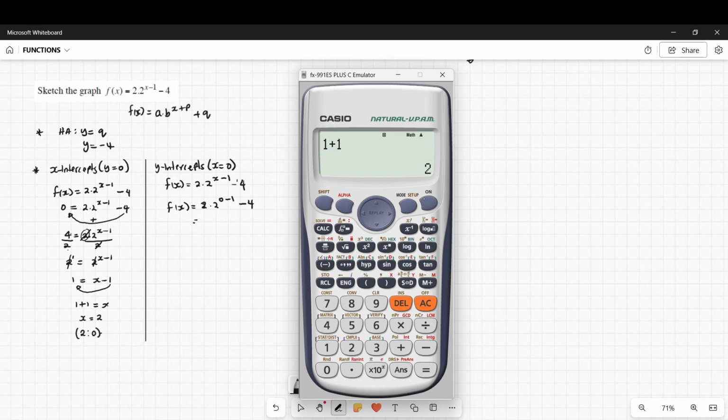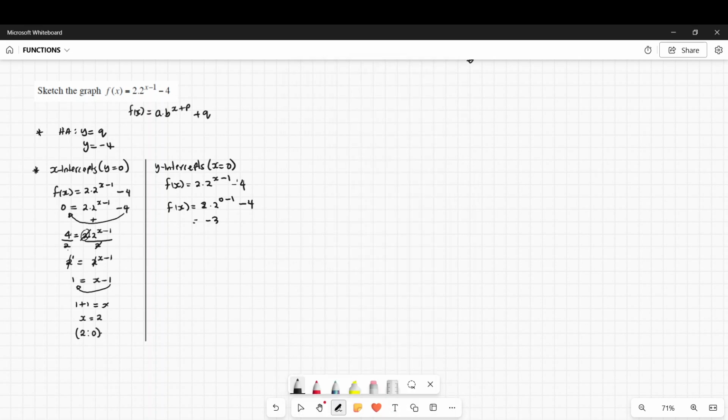So now you can punch this in. You're going to say 2 open bracket 2 to the power of 0 minus 1, minus 4. No, sorry, let's take that down, and then you're going to say minus 4 and equal to -3. So f of x, or y, will be (0, -3).